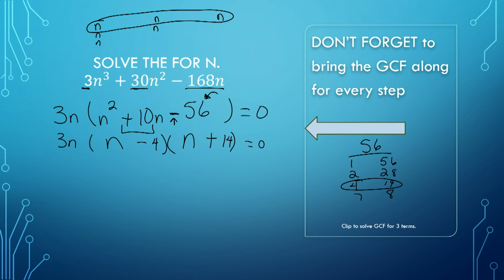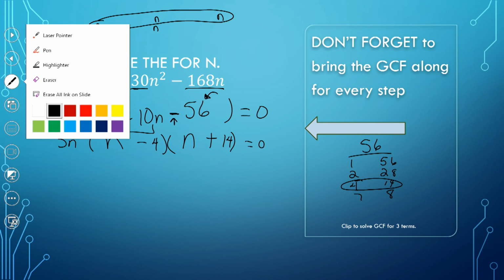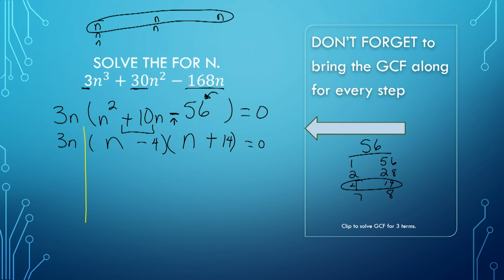So now that I have factored to this point, I want to solve for my zeros. That means I am taking each one of these factors and setting it equal to 0. So I have 3n equals 0, n minus 4 equals 0, and n plus 14 equals 0. I need to get those variables by themselves in all three instances. Let's go from left to right. I'm dividing by 3 on both sides.